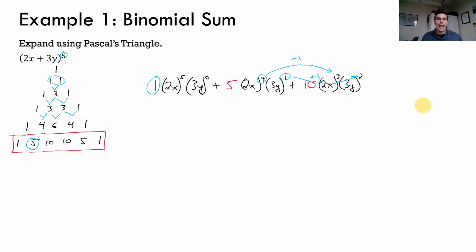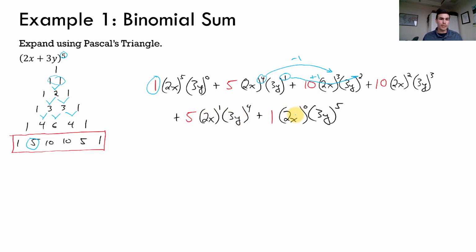All right, so then I can add, again, I've got a 10 here, times 2x squared. Again, 3 minus 1, that's going to be 2, so 2x squared, and then 3y. Instead of 2, I'm going to add 1 and get 3. Okay, and then moving on to our next term, we'll have 5 times 2x to the first times 3y to the fourth. And then our last term here, again, a coefficient of 1, and then I'll have 2x to the 0th power and 3y raised to the 5th power.